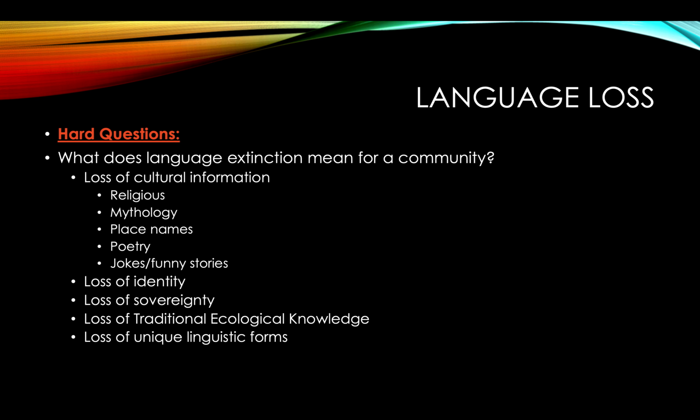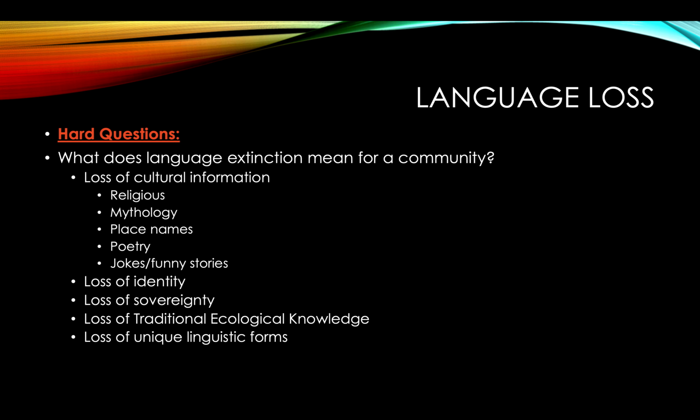But for the speakers of a language, there is a loss of identity. For political groups, a loss of a language could mean a loss of sovereignty, their distinction as a separate group of people and the right to govern themselves. A loss of traditional ecological knowledge. Encoded in plant names might be uses for different plants, knowledge about how to use them. The same with animals. There might be things encoded in the names of animals in languages that talk about where they live and how to hunt them, things like that.